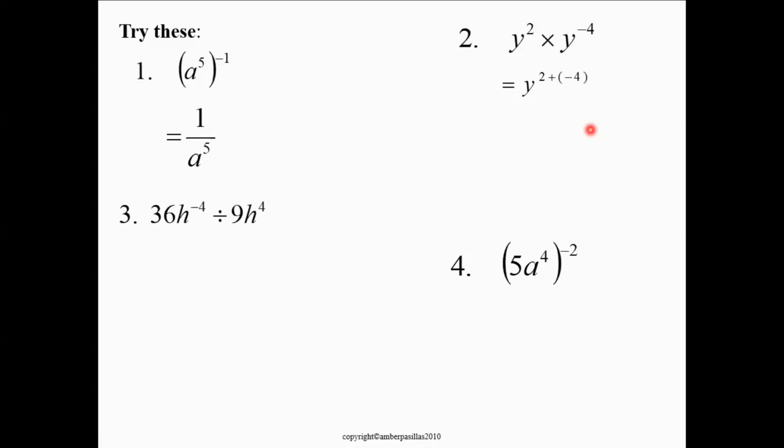And we know that based on our integer rules, when we are adding a negative number, that really means that we are going to subtract. So our next line is going to be y to the power of 2 take away 4. And therefore, we are going to have y to the power of -2. And once again, because we have a negative exponent, we can apply the negative law of indices and do the reciprocal. So my answer is going to be 1 over y squared.